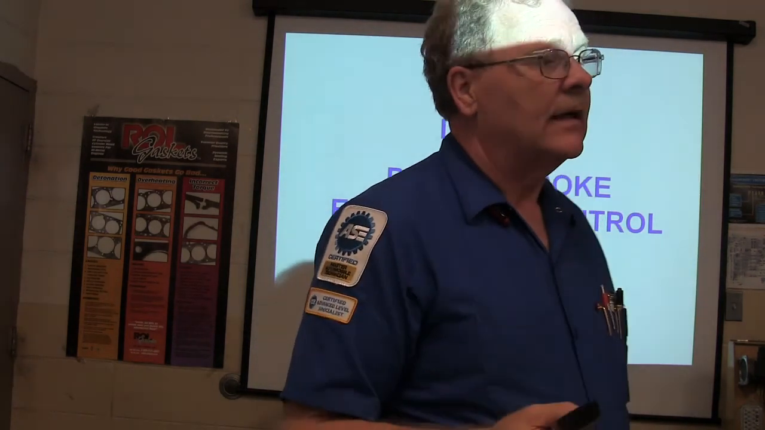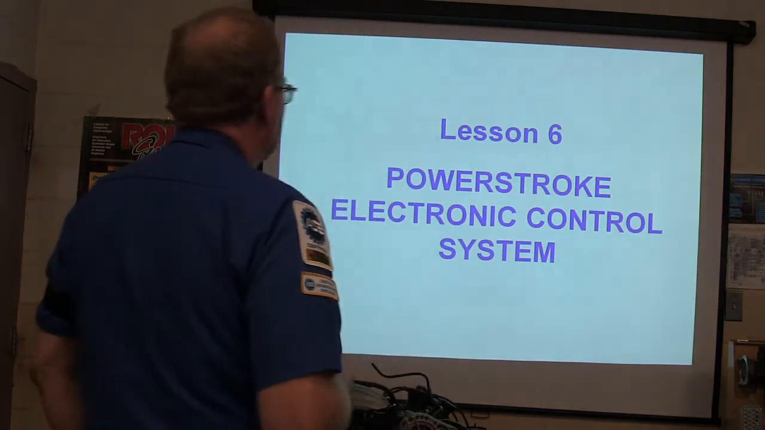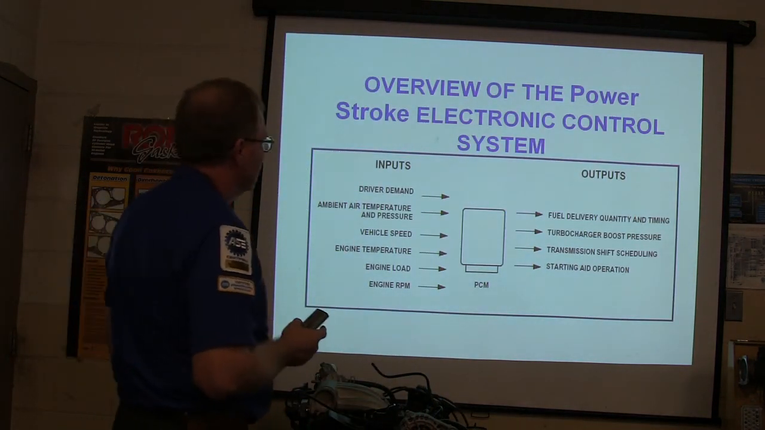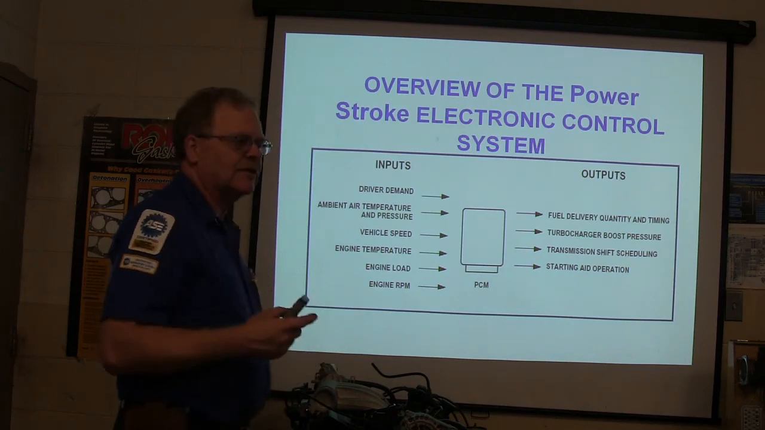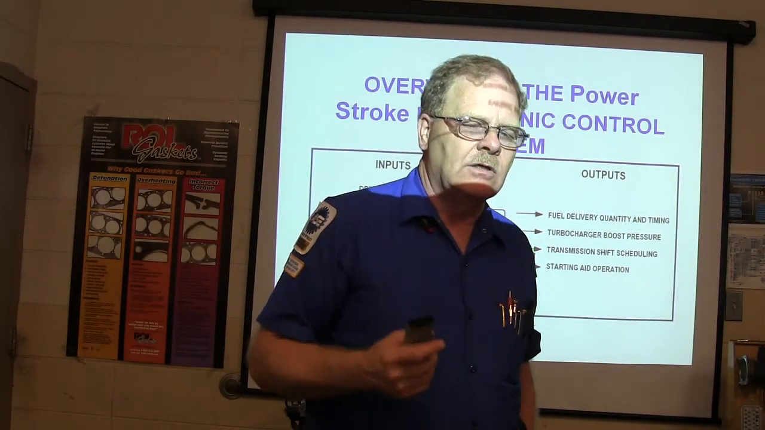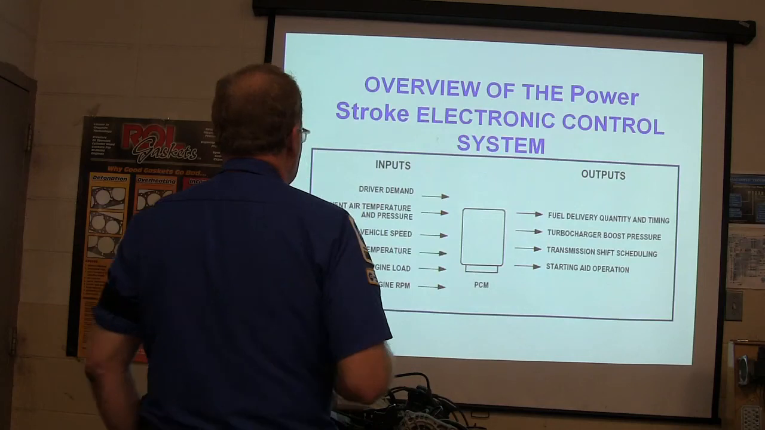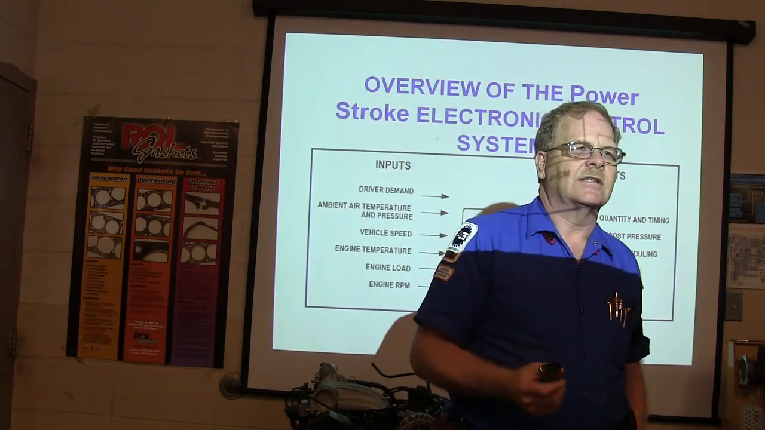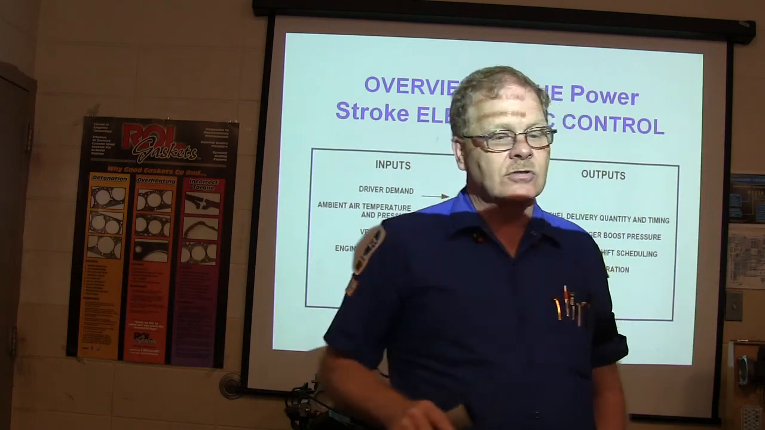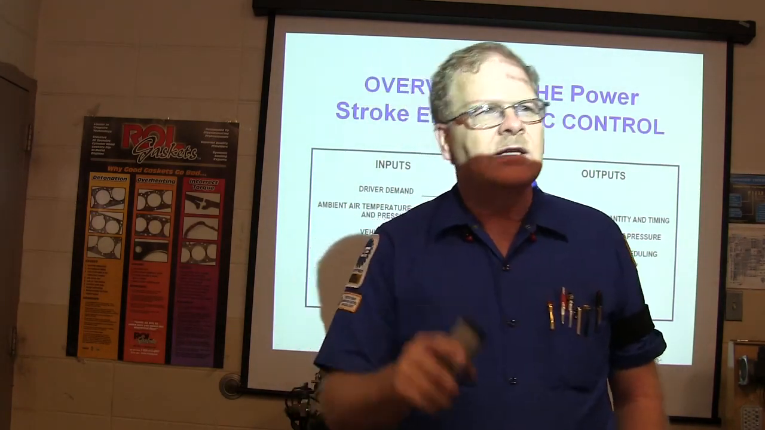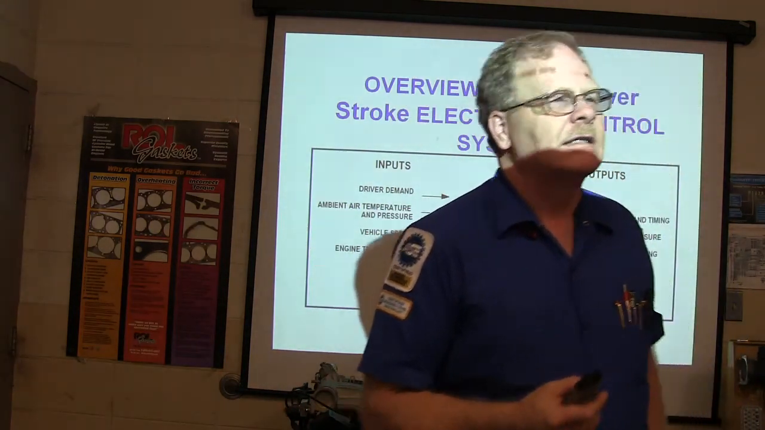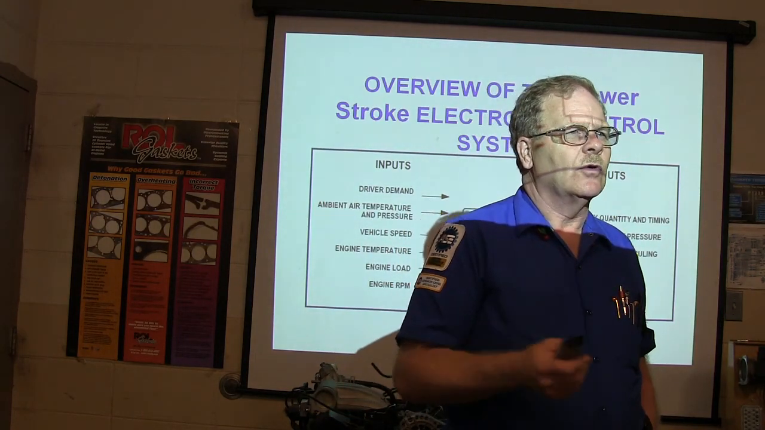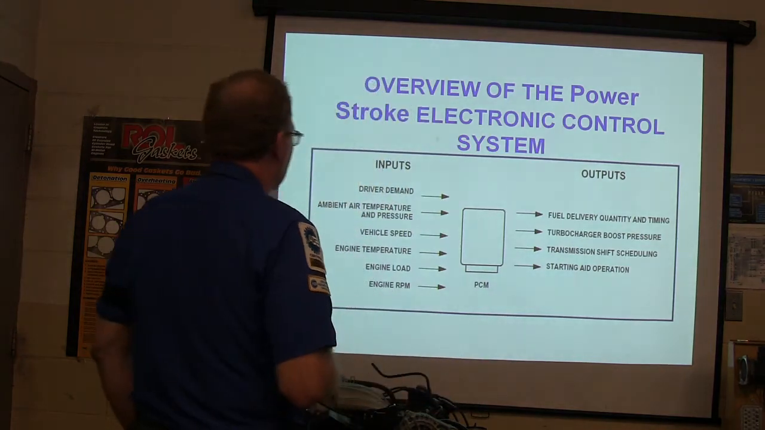Today, we talk about electronic controls. And this one here, you got an overview of the Power Stroke electronic control system. You've got inputs and outputs, just like you do on any other system. You got to have driver demands. What's that talking about? It's talking about your gear selector. It's talking about whether or not you set your cruise control. It's talking about how deep you are into the throttle. And your demands are related to how much fuel it has to deliver and how it has to time all that.